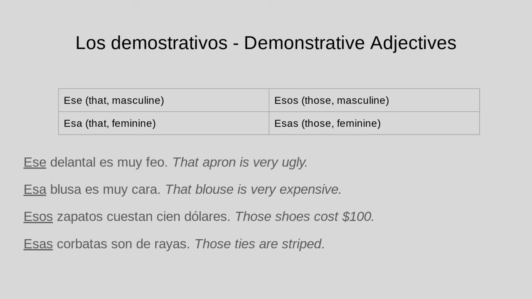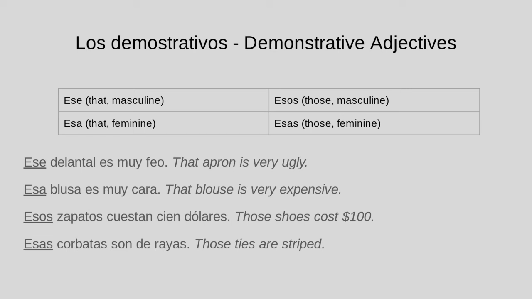Los demostrativos, demonstrative adjectives part 2. This is how you would say the words that and those. Ese and esa mean that. Esos and esas mean those. You'll notice that these are very similar to the words on the previous slide.